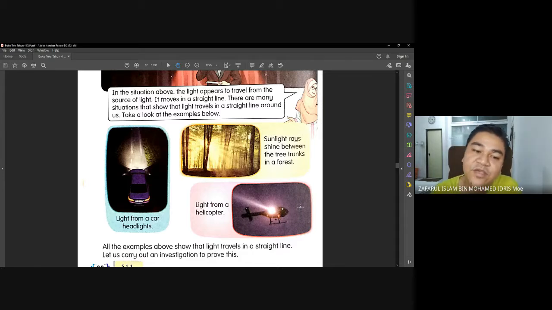Okay, so Batman dari jauh nampak, oh ada orang panggil dia. Tak payah telefon pun kan? Tak payah WhatsApp pun. Kadang-kadang WhatsApp tak ada line. So what will happen? The Batman knows there is an emergency happening. There is a crime happening. So they need the help of that Batman. So okay, kalau dalam movie tu, itu adalah salah satu contoh that the light travels in a straight line. Awak nampak cahaya tu bergerak lurus from that spotlight.